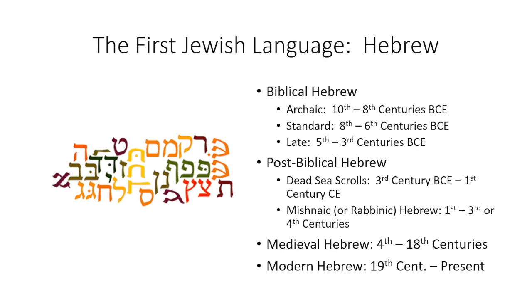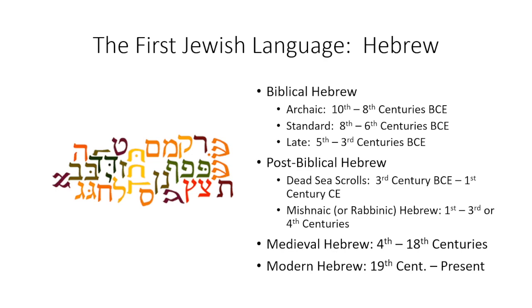And then there's Standard Biblical Hebrew, which is from the 8th to 6th centuries BCE. This is the language that most of the Bible is written in. Certainly the entirety of the Torah is in this basic standard language. And then there's late Biblical Hebrew, which is from the 5th to 3rd centuries BCE. This is the post-Babylonian exile version of Hebrew, and it contains an awful lot of influences from Aramaic, the language of Babylon.